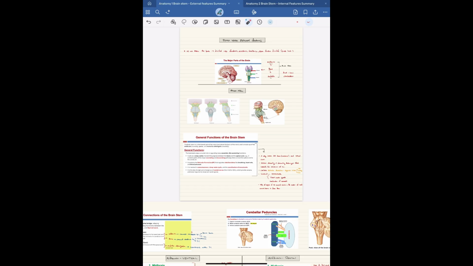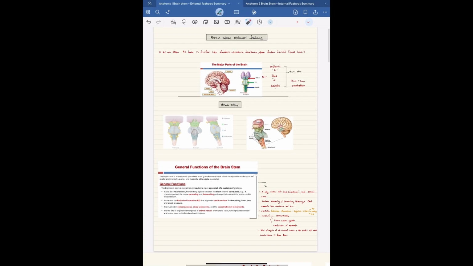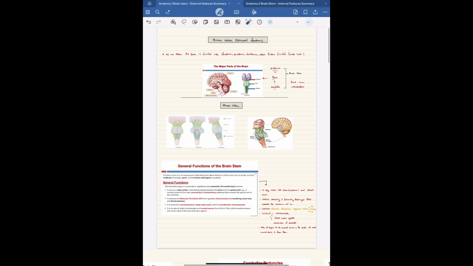I'm a student from University of Sharjah, and for today I will be explaining for you the anatomy of the brain stem, both the internal and external features. But before we start, as an advice, I highly recommend that you study the tractology lecture very well and memorize the 12 cranial nerves and what each nerve does and what happens if there's any lesion in that nerve.